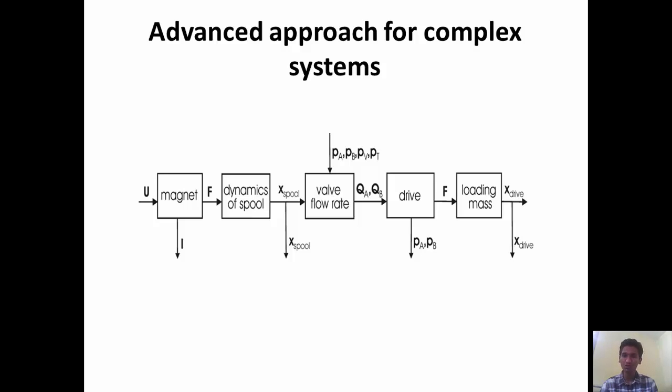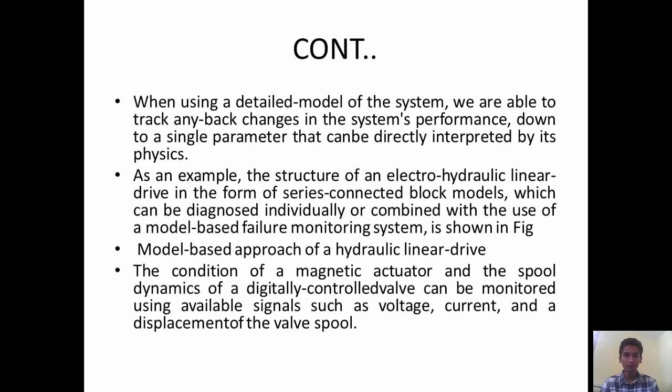So according to these three parameters, we can find the approach to simplify the hydraulic system. When using a detailed model system, we are able to track any change in the system performance down to a single parameter that can be directly interpreted by physics. For example, the structure of a hydraulic linear drive in the form of a series-connected block model can be diagnosed individually or combined with the use of a model-based monitoring system.